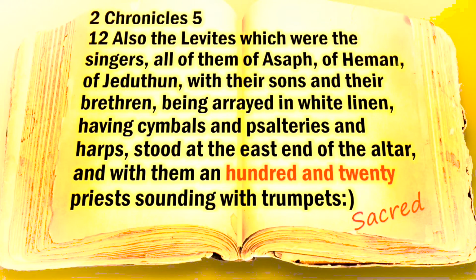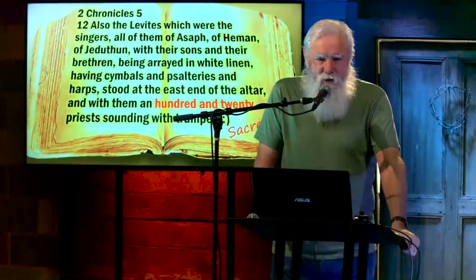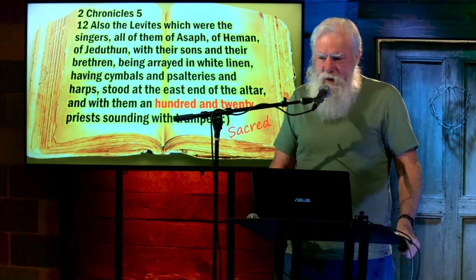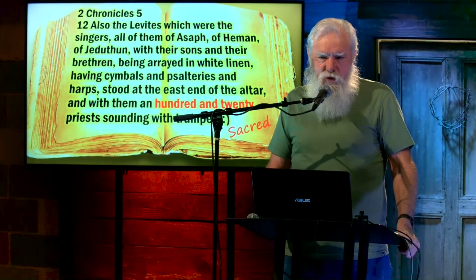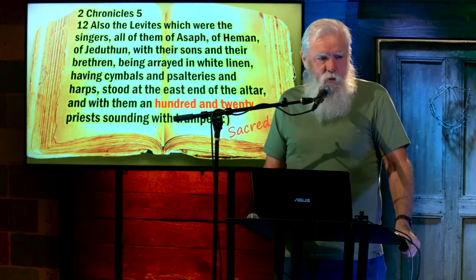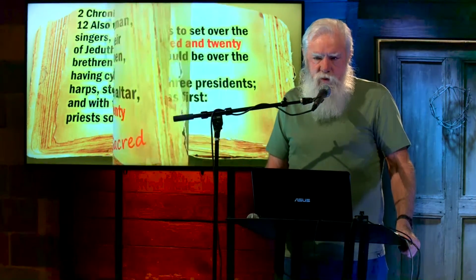Also the Levites, which were the singers, of Asaph and Heman and Jeduthun, with their sons and their brethren, being arrayed in white linen, having cymbals and psalteries and harps, stood at the east end of the altar, and with them 120 priests, sounding with trumpets. Now, don't you know that would be a lot of praise music, 120 priests. They weren't all just blowing, like calling up some dog or something. They were making music on these trumpets. So 120 of them, that was a sacred responsibility, a sacred duty. They were the praise and worship there in the temple, the 120 priests.